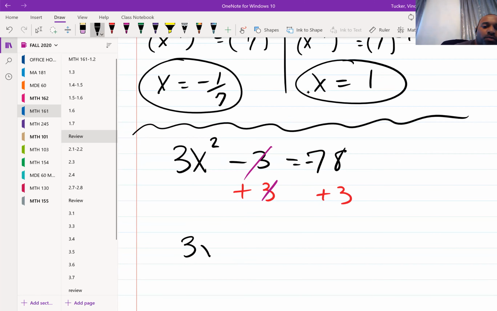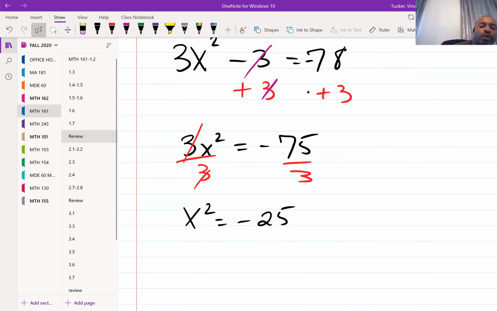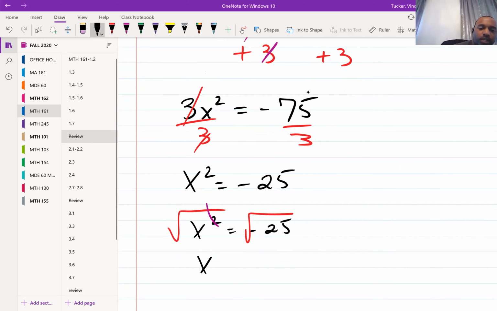So that's 3x squared equals negative 75. Divide by 3. X squared is equal to negative 25. Now we need to get this square off of x, so we'll take the square root of both sides. The square and square root will cancel, leaving us with just x on the left.